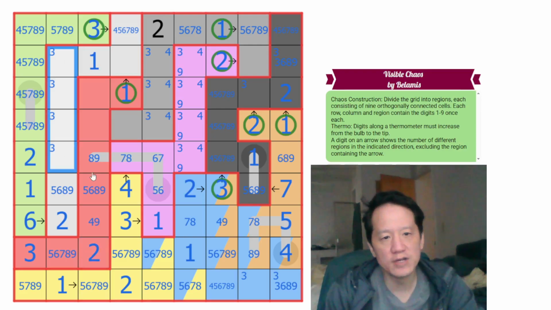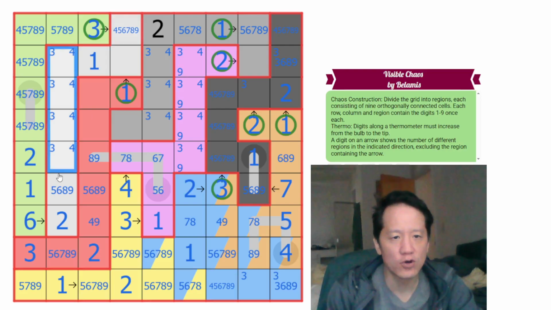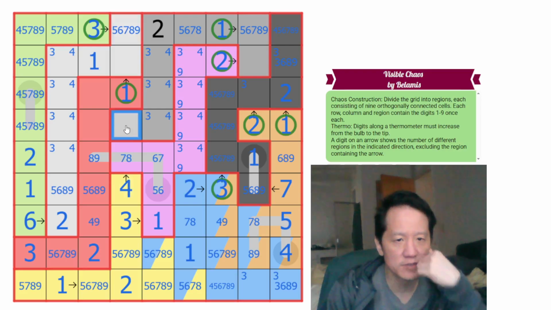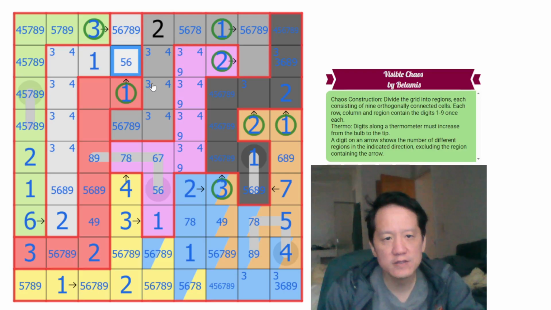One of these 3 has to be a 4. Therefore, sorry, one of these 4 cells has to be a 4, so this can't be a 4. This could be a 4 anyways. This is 5 through 9. This is 5 through 9.